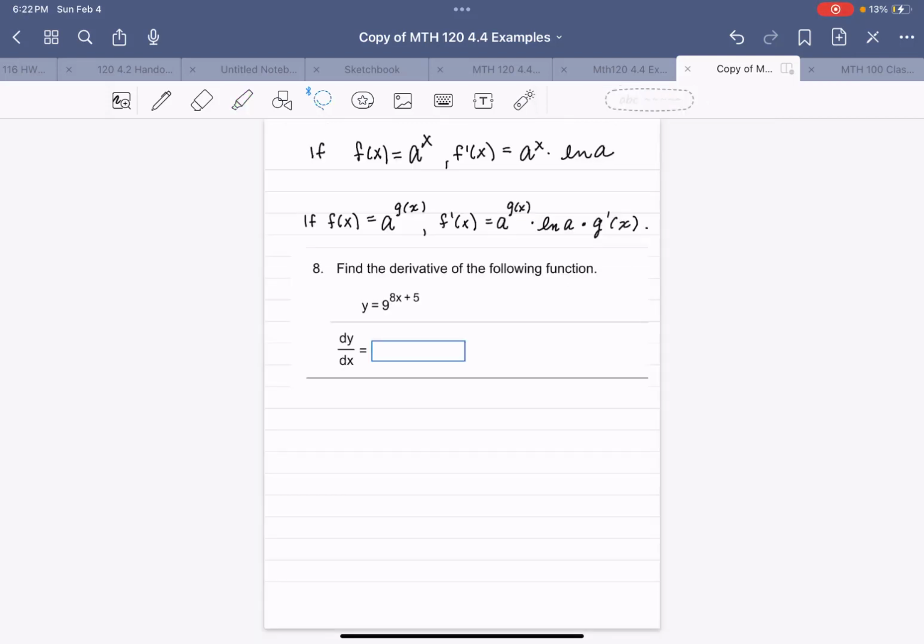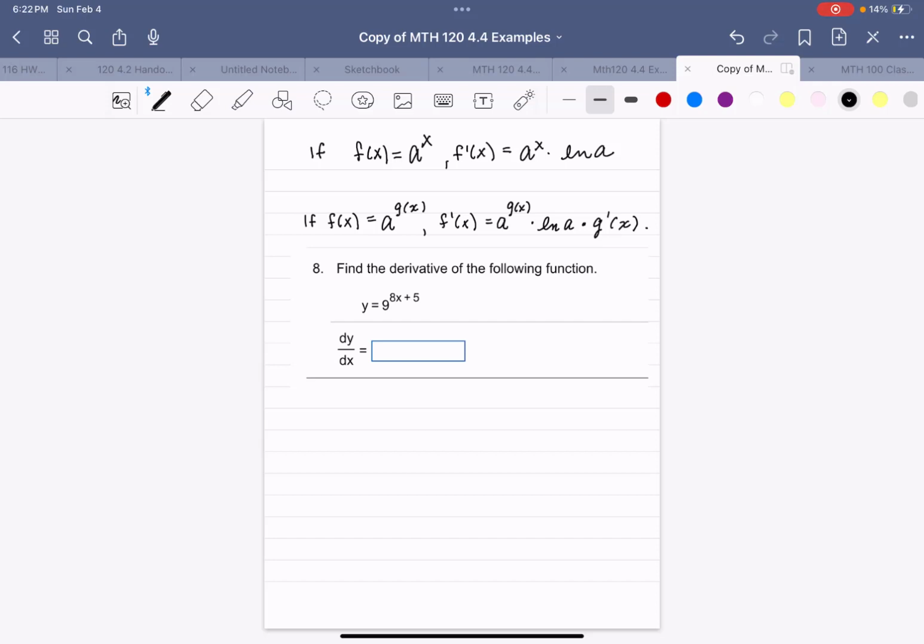Example 8. Find the derivative of the following function, y equals 9 to the 8x plus 5. So in this case, we have a base that is not the e base. Remember, e is just a number like pi, but it's about 2.7. We have a base here of 9, so our derivative is different. When we take the derivative of a function, f of x equals a to the x, where a is not e, f prime of x is a to the x times the natural log of the base a. If the exponent is a function, you must also tack on the derivative of the exponent.